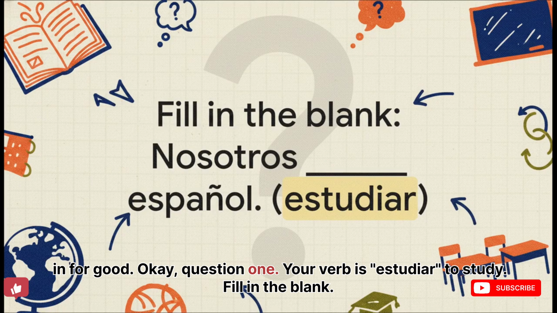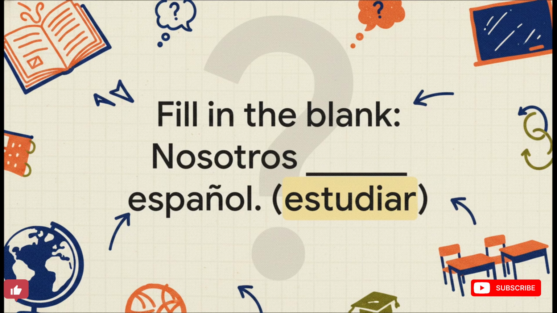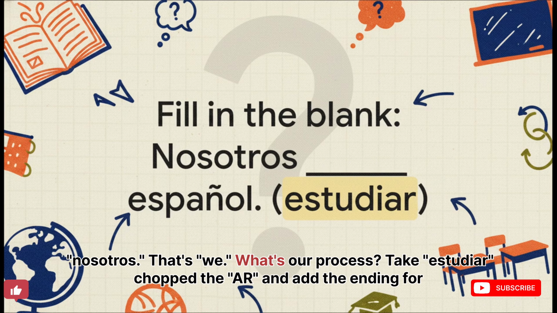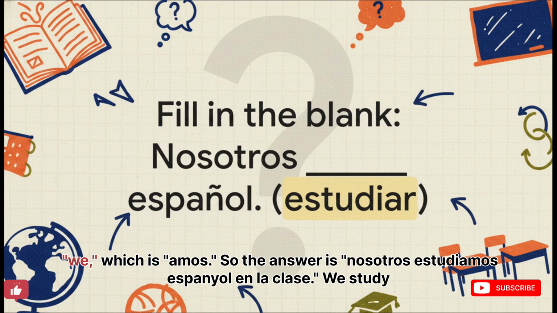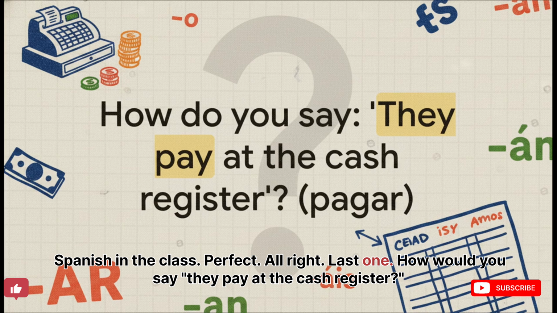Okay, question 1. Your verb is estudiar, to study. Fill in the blank. Nosotros blank español en la clase. Take a second. Think about it. Got it? Okay, so the person is nosotros. That's we. What's our process? Take estudiar, chop the AR, and add the ending for we, which is amos. So the answer is nosotros estudiamos español en la clase. We study Spanish in the class. Perfect. All right, last one.